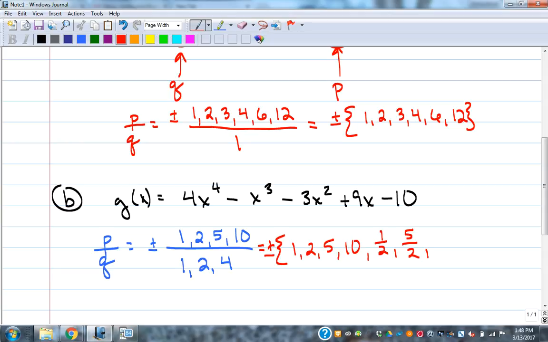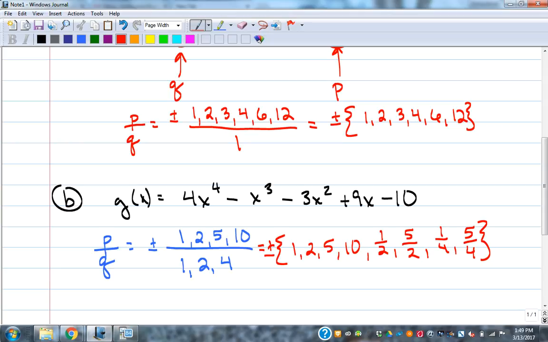Now let's divide them all by this 4. 1 divided by 4, 1/4, right? 2 over 4. What's that reduced to be? 1/2. Already got that one written down, so I don't have to do it again. 5 over 4. Do I have that written down yet? I've got a 5 over 2, but not a 5 over 4, so that's one of my possibles. 10 over 4. That reduces to be 5 over 2, which I've already got, so I don't have to write it down again.